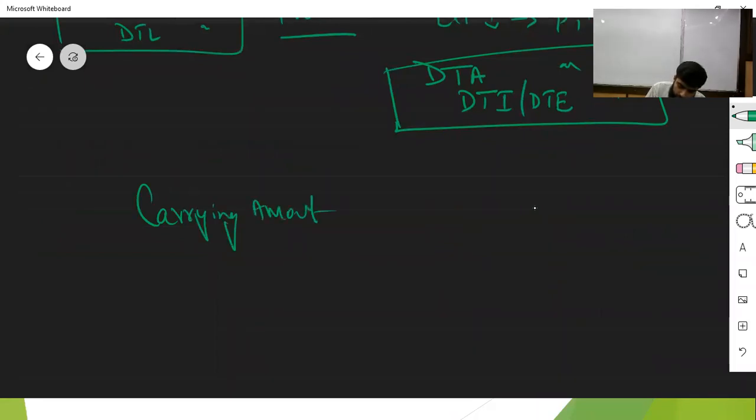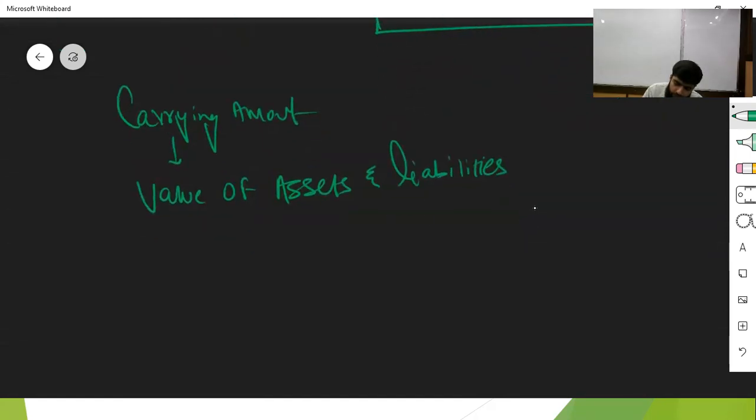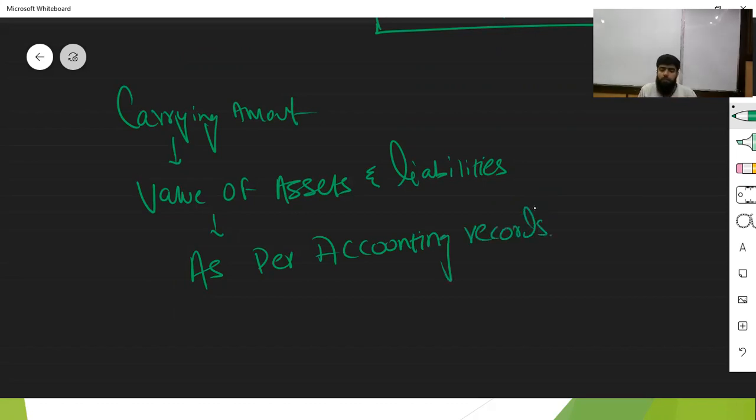Carrying amount means the value of assets and even liabilities as per accounting records. What is carrying amount? It is the value of assets and liabilities as per your accounting records. For example, if in my books the value of furniture is 500,000, meaning cost minus accumulated depreciation, that is a carrying amount, which is quite obvious.